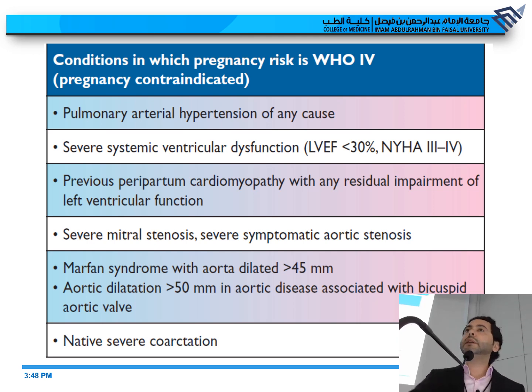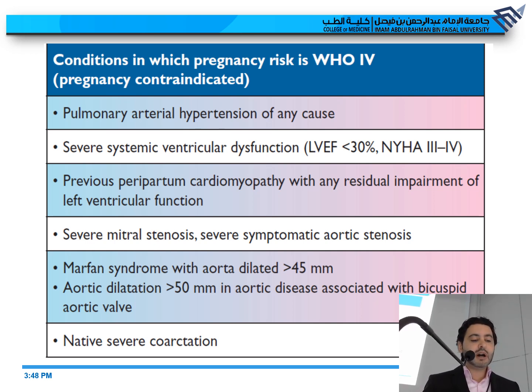Okay, who should not get pregnant? Class 4. Pulmonary arterial hypertension of any cause should not get pregnant, period. Severe LV dysfunction, ejection fraction less than 30%, no pregnancy, sorry. Previous peripartum cardiomyopathy, we see it commonly, with any residual ventricular impairment, let's say ejection fraction 45, sorry, no pregnancy for you. Severe mitral stenosis, severe symptomatic aortic stenosis, any severe obstruction, keep it in mind, should not get pregnant. Get pregnant after you fix the obstruction.